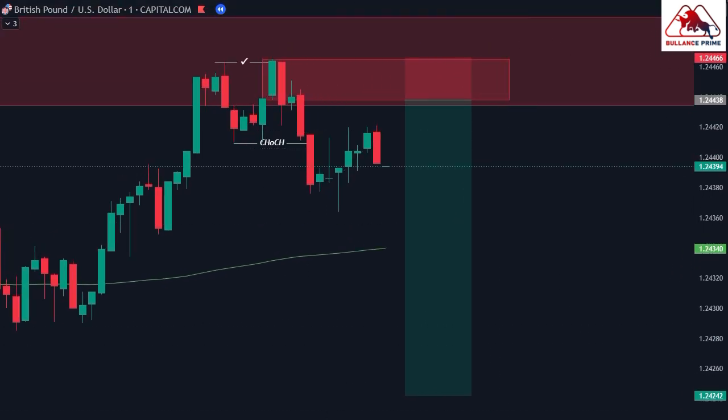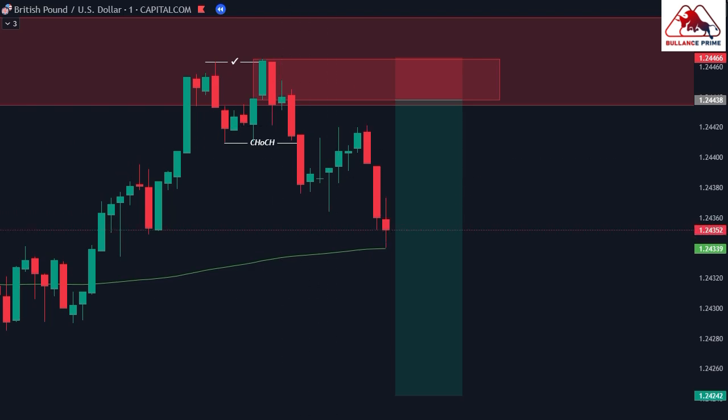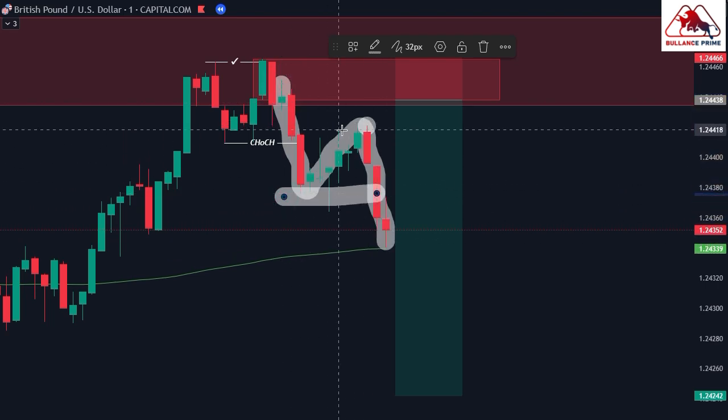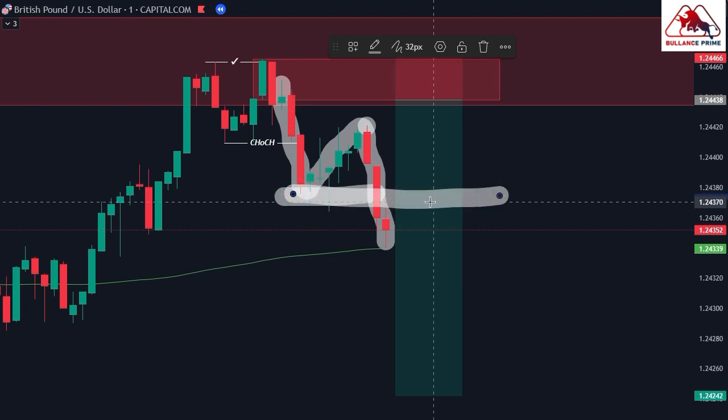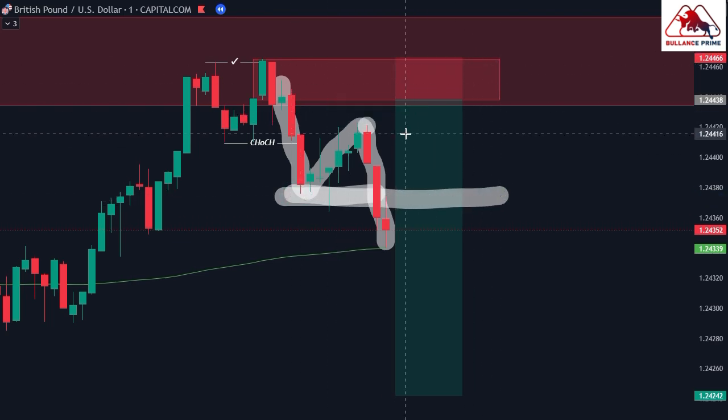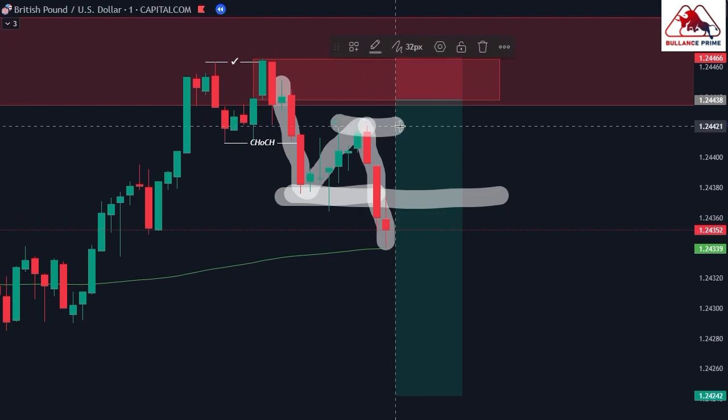Now let's see, you can see it created an interesting thing. This is an interesting point. You can see it tapped this area and then broke out of this level also. A lot of people will think they can enter at this level exactly and keep the SL here, but this is wrong. If you do that, the market will go and take out this SL.